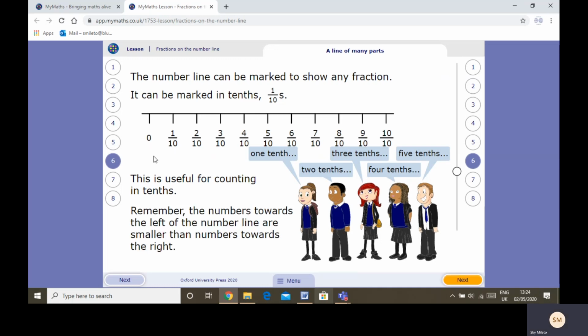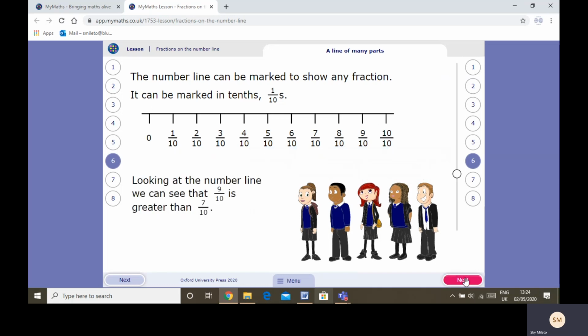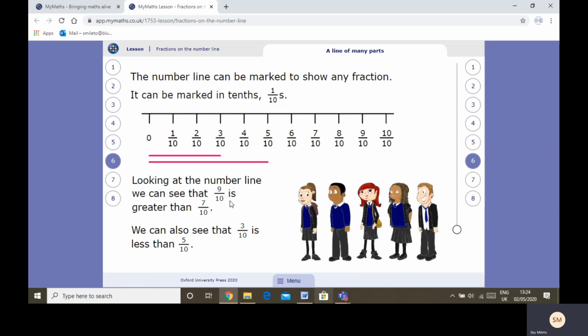And remember, if the numerator is smaller, it's a smaller fraction. If the numerator is bigger, it's a bigger fraction. We can see here that 9/10 is longer than 7/10, so it's a bigger fraction. We can see that 3/10 is shorter than 5/10, so it's a smaller fraction.